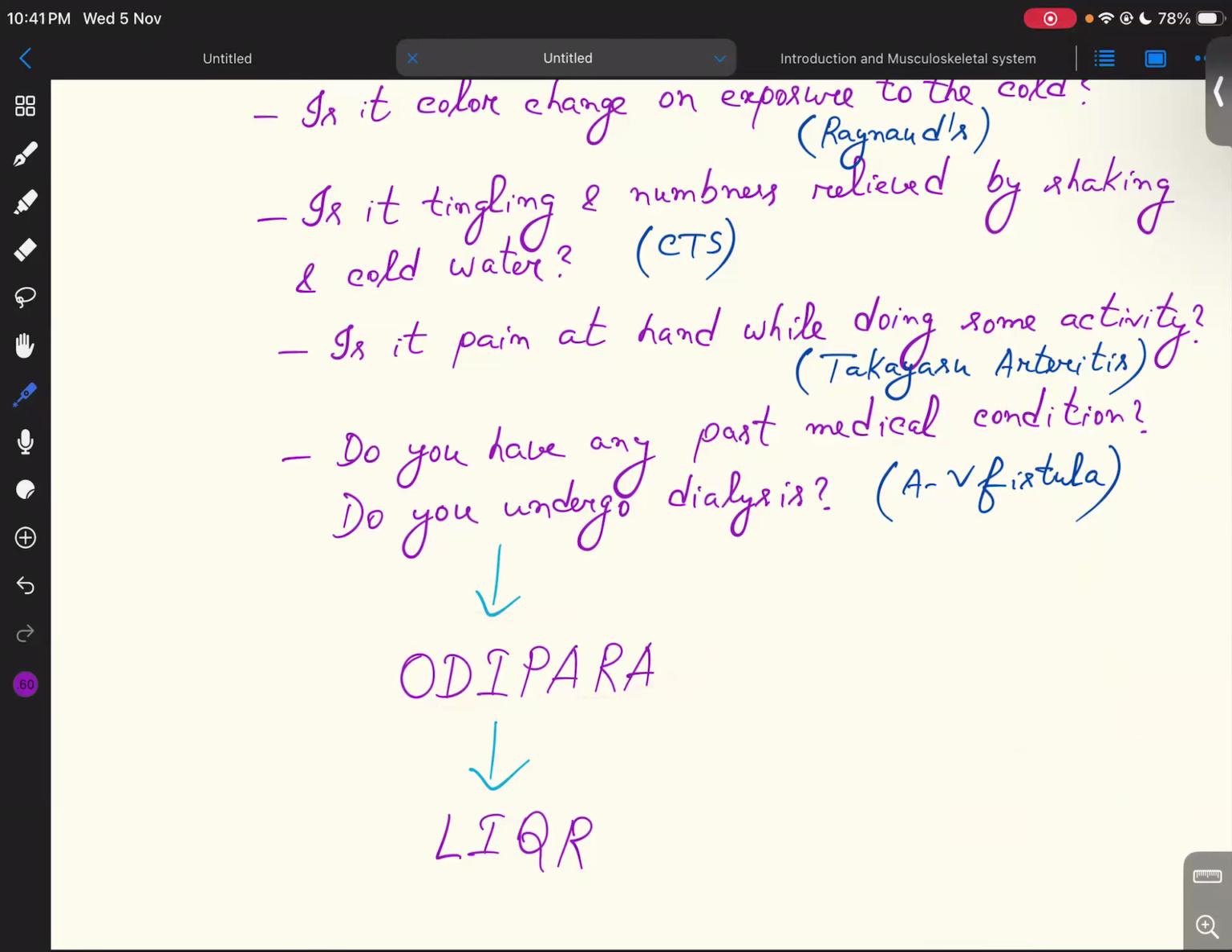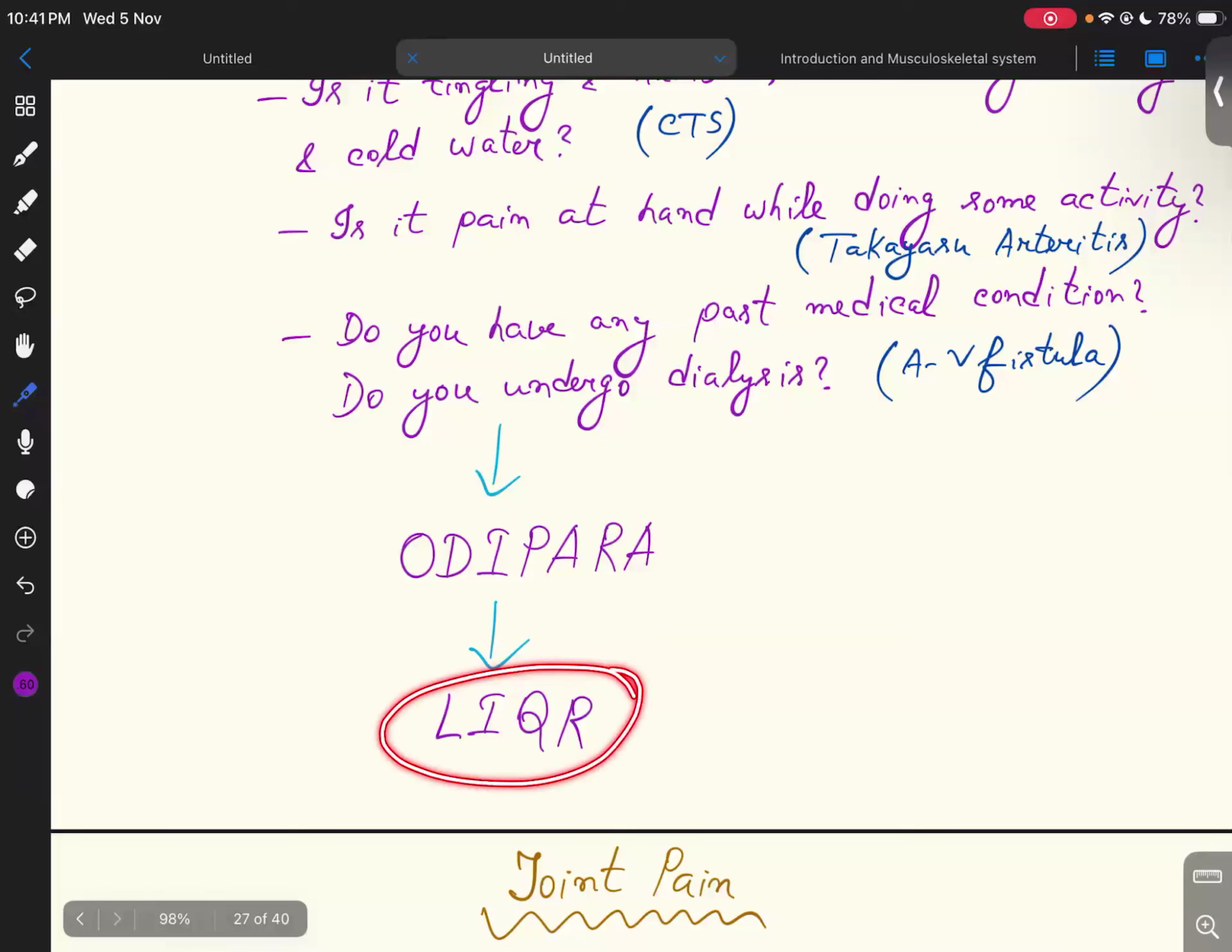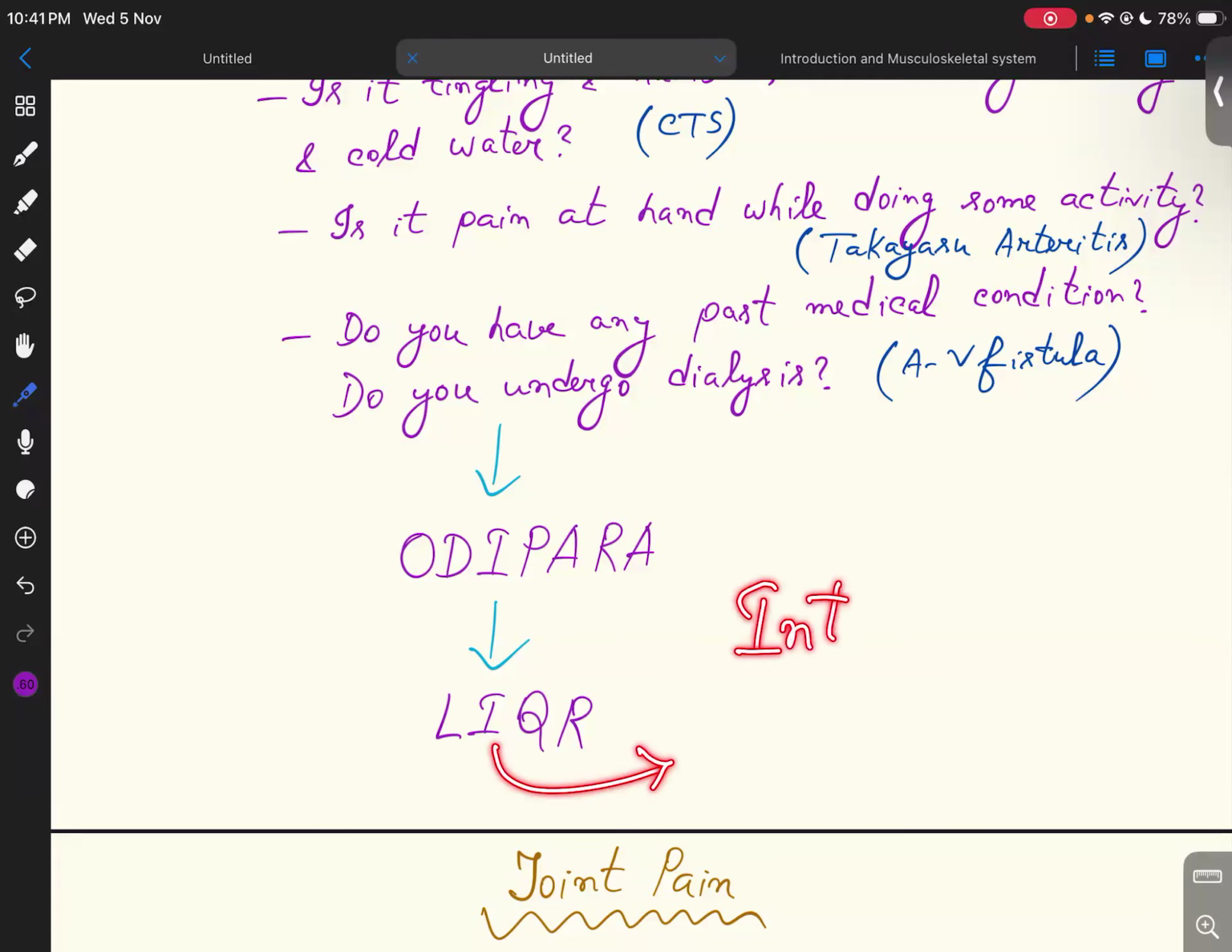After asking the OD-para, we have to go for LICOR. So L goes for location. Can you please show me the site of your pain? This is a must-ask question. Then I goes for intensity. Can you please grade your pain? 1 being the lowest and 10 being the highest. Q goes for quality. You have to ask about the specific quality of the pain. What is the nature of the pain? Is it dull or is it sharp? Then radiation. Have you noticed after arising, this pain goes elsewhere? So in this way, you have to ask about LICOR.